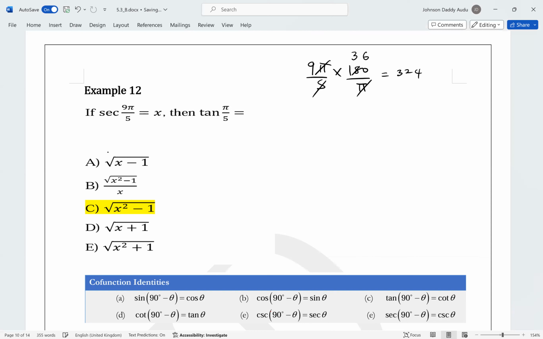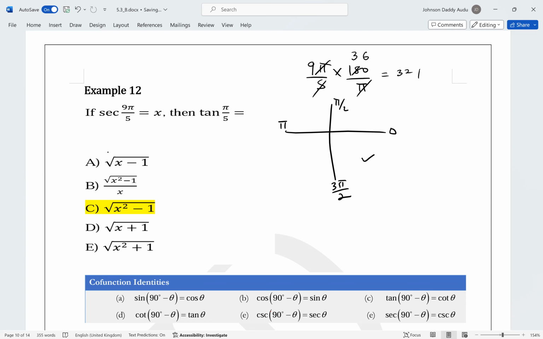And another way you can know that it's in the fourth quadrant without converting it to degrees is to use this, right? Remember, this is 0, this is pi over 2, this is pi, and this is 3 pi over 2. So if you compare 9 over 5 and 3 over 2, you see that 9 over 5 is greater than 3 over 2, so it's going to be somewhere here. So we are actually in the fourth quadrant.